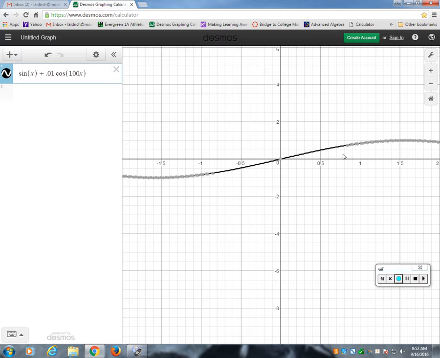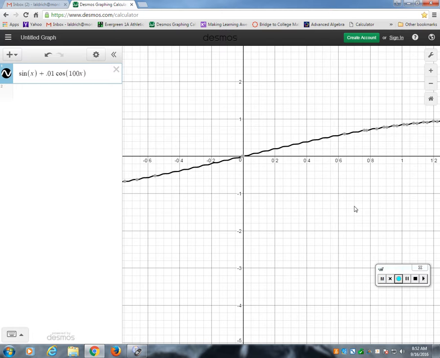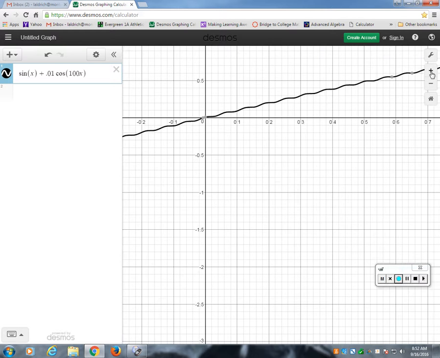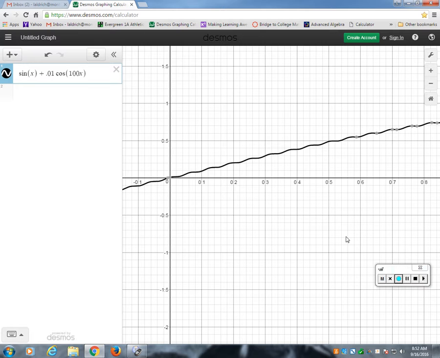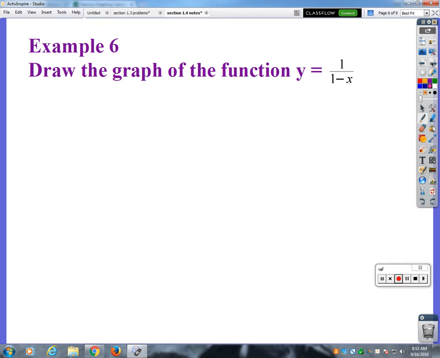So let's change the, I don't know that that's going to matter any. But okay, so you see a little bit better if we zoom in there, what's going on with that? It is the normal sine graph, but then it's just sort of modified a little bit with the cosine on top of it. Okay, we are all in here.